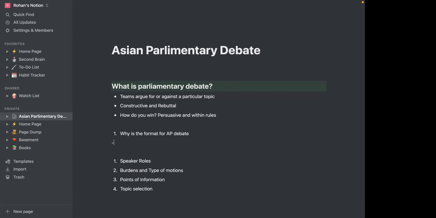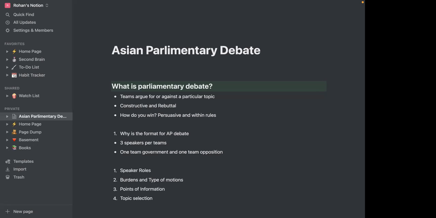Wonderful, assuming none. What is the format of Asian parliamentary debate then is the next question we need to ask ourselves. First thing you need to know is that there are 3 speakers per team, which is to say that you are never alone in a debate. You are within a team of 3 people. So there will be one team arguing for the motion and one team arguing against the motion. These teams are often known as government and opposition. So there will be one team government and one team opposition. Each team then comprises 3 people who all will get to speak within the debate.